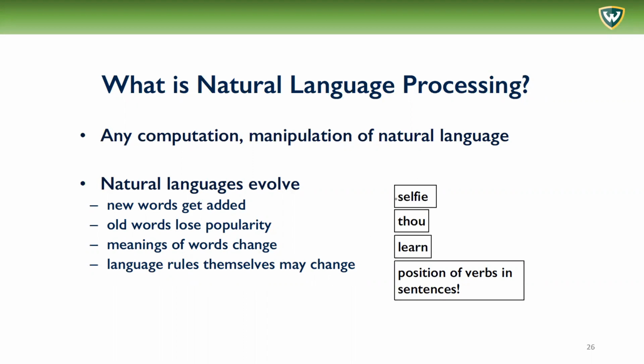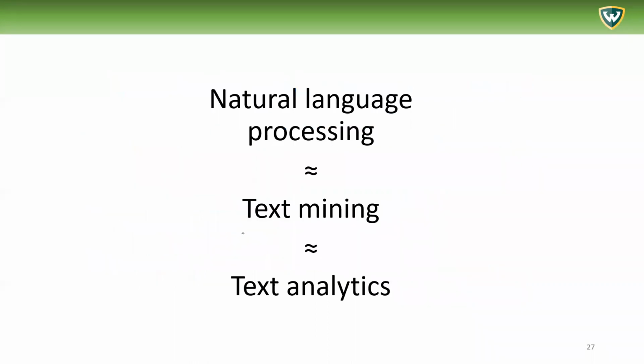Words like selfie are new words that didn't exist that long ago. Thou used to exist, but is no longer used. Learn can have multiple meanings, or the meaning of learn may change over time. Positions of verbs in sentences may change as well. So the processing of language is very difficult because of these characteristics.